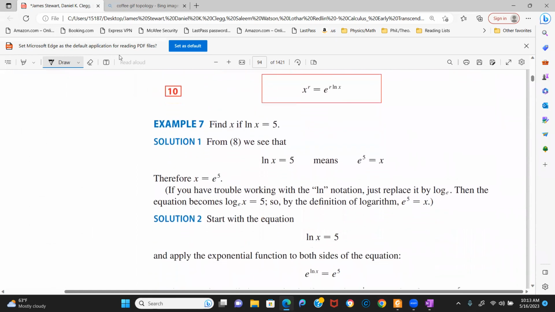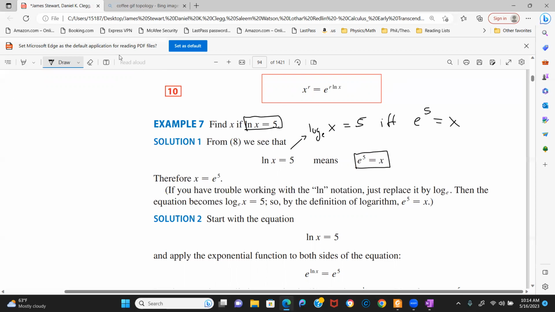All right, so let's see. So here's an example. So we want to find x such that ln x is equal to 5. Well, again, remember, if you need to make that substitution, ln x is the same thing as log base e of x is equal to 5. And that's the case if and only if when you take e and raise it to the 5th power, you get x. And that's exactly what they have done here.